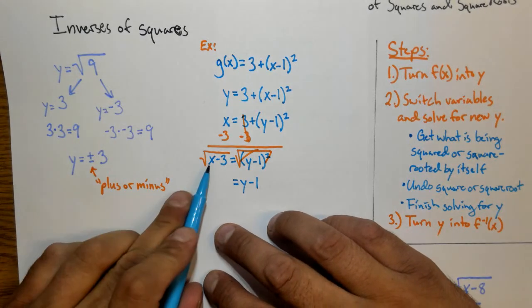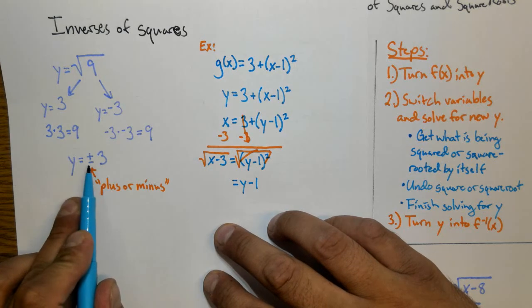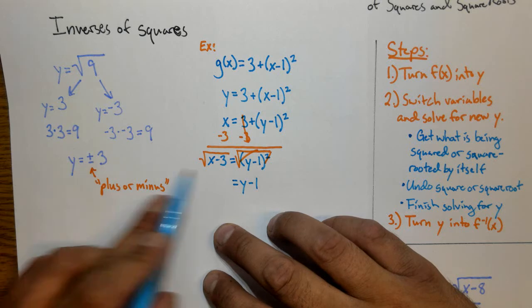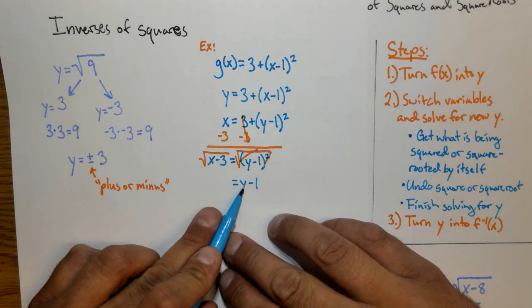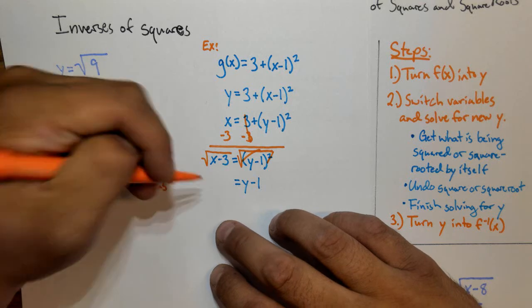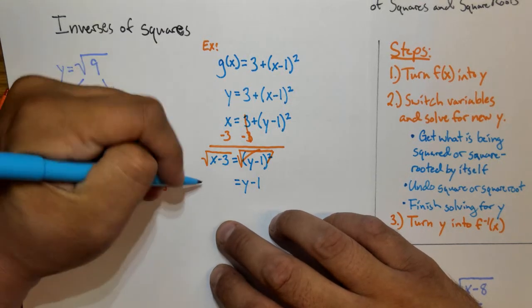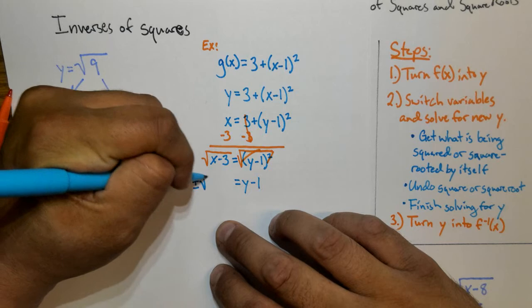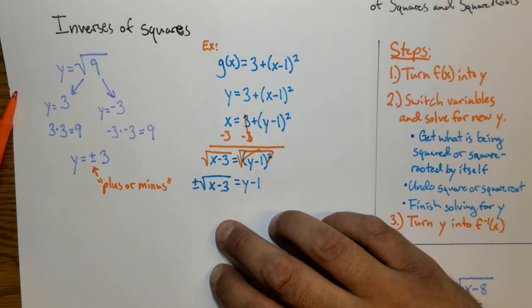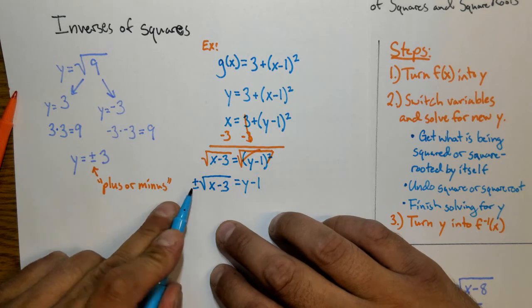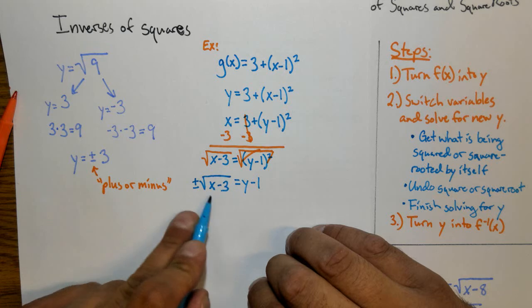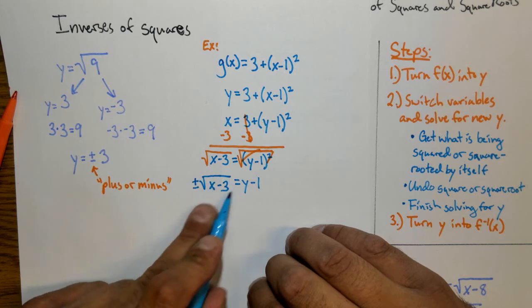Now on the left side, this is where this new notation, this plus or minus, is going to come into play. The side that doesn't have your y in it, that you took the square root of, it's going to be plus or minus the square root of whatever that is, in this case x minus 3. So again, put the plus or minus in front of the side that doesn't have your y in it. Okay?